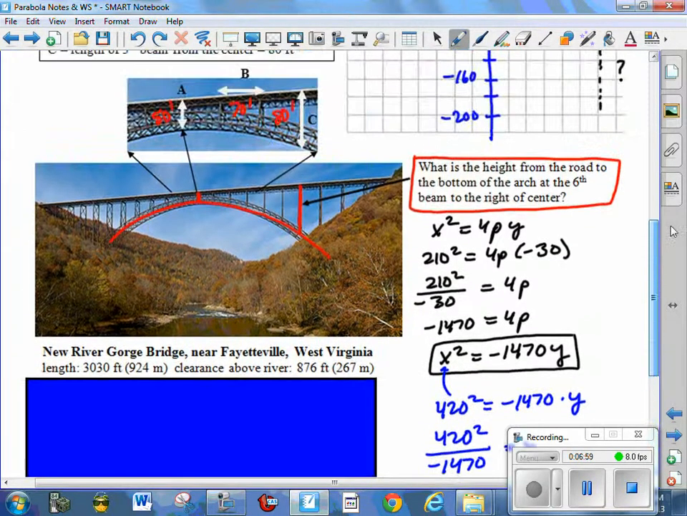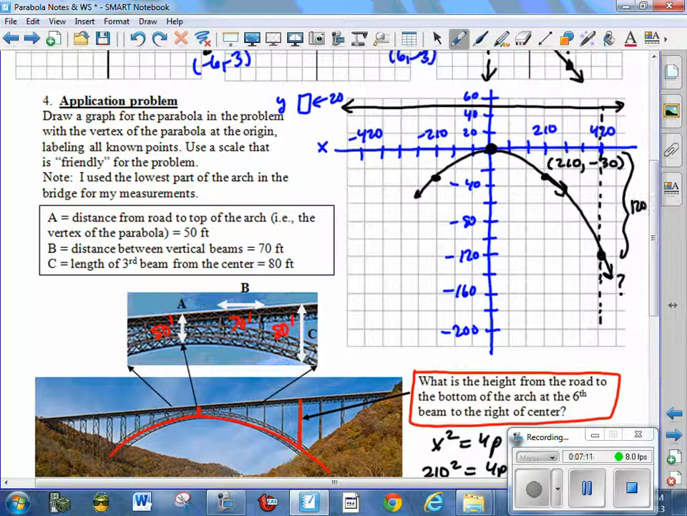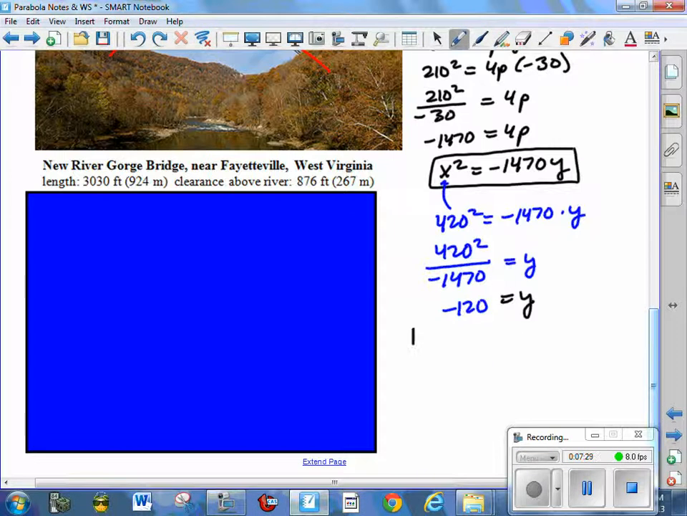Now, does that mean that the beam is 120 feet? Let's think about that. So let's plot that point, negative 120. That would be down here. So this distance here is 120. And of course, we'd have symmetry on the other side. This would be down here as well. So that would be a picture of our bridge. But the length of the beam also includes this distance up here, which is 50. So we would have to say that the total length of the beam then is 170 feet. So length of the beam equals 50 plus 120 is equal to 170 feet.